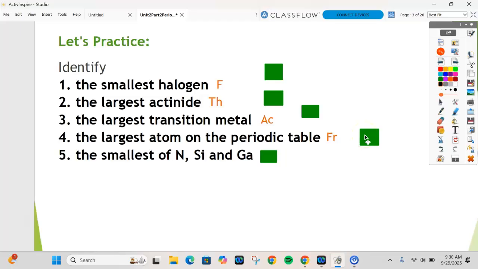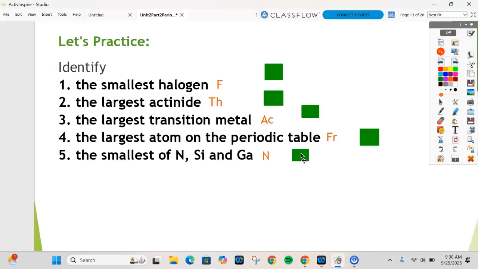And then comparing nitrogen, silicon, and gallium, they're all in a diagonal. And we know that atomic radius decreases across and increases down. So the one closest to the upper right-hand corner is going to be the smallest. All right. So we'll do more practice with that tomorrow in class.